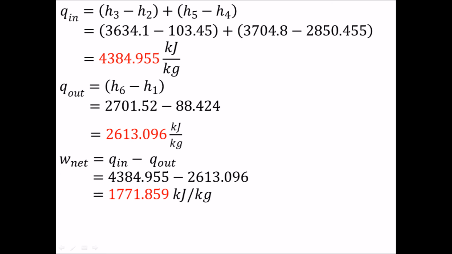After we get all the data, we can calculate the Qin and the Qout. Qin is the subtraction between H3 and H2 plus the subtraction between H5 and H4, and we will get 4,384.966 kilojoule per kilogram. For Qout, H6 minus H1 will get 2,613.096 kilojoule per kilogram. After that we can calculate the work net, which is Qin minus Qout, and we will get 1,771.859 kilojoule per kilogram.